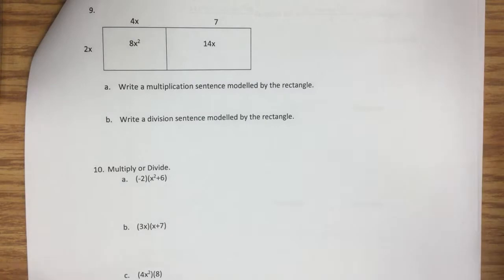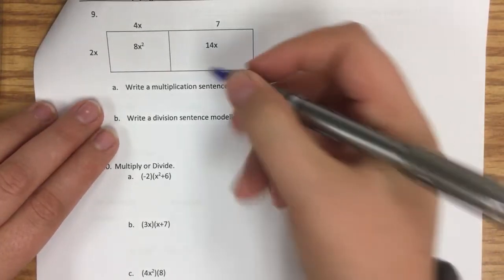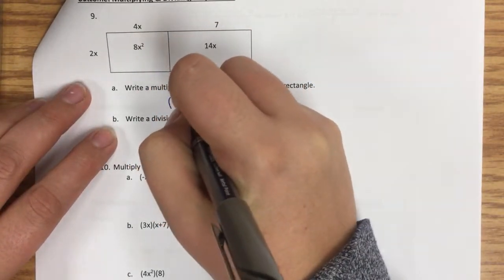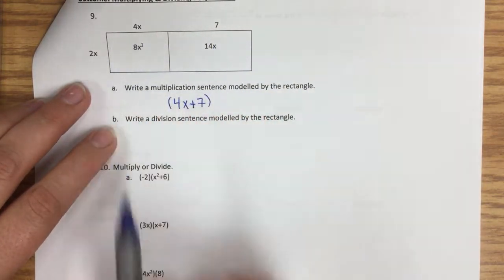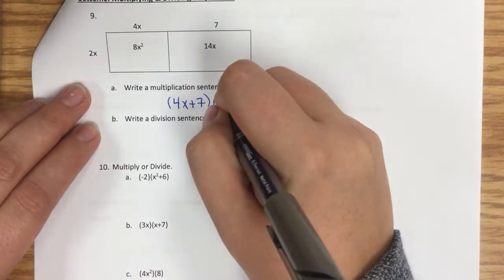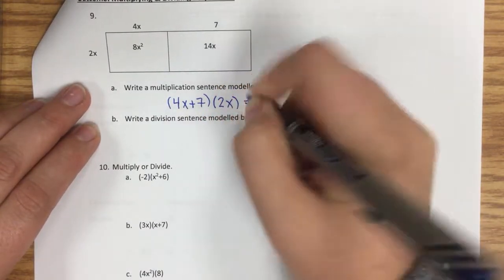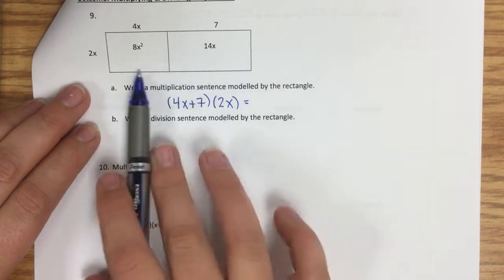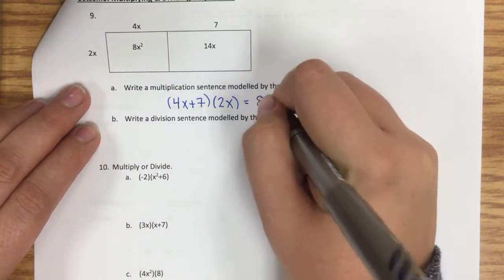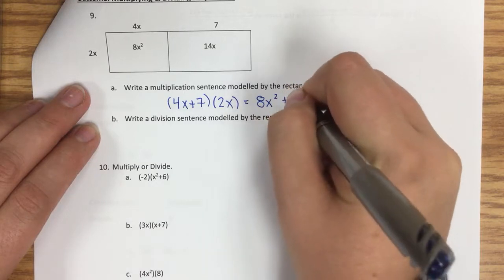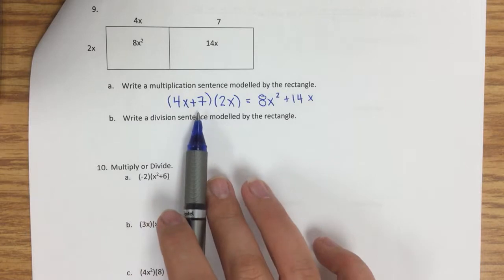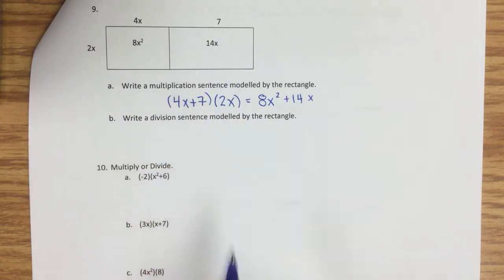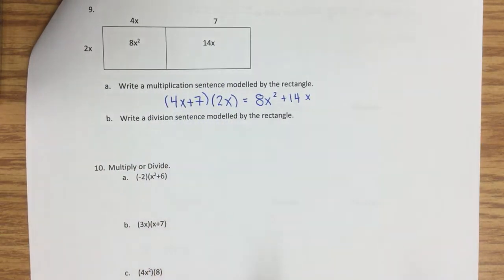And so we were asked to write a multiplication sentence modeled by the rectangle. If we put those two rectangles together, we get that 4x plus 7, that was the length across the top, multiplies with 2x, and it equals the sum of the areas of the two rectangles, 8x squared plus 14x. And so that would be a multiplication sentence that has been modeled by this rectangle. 4x plus 7 times 2x equals 8x squared plus 14x.